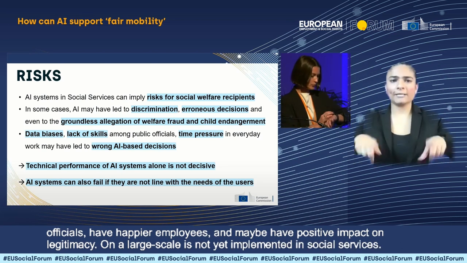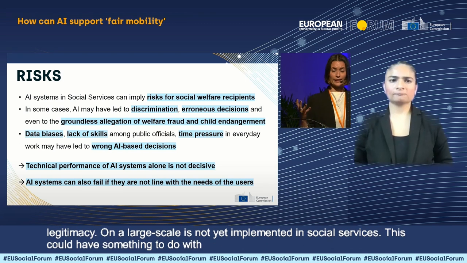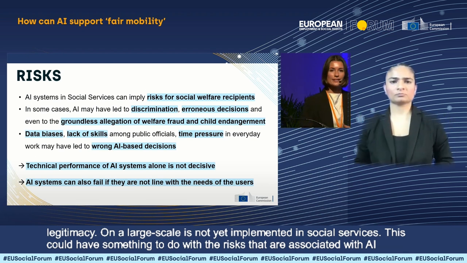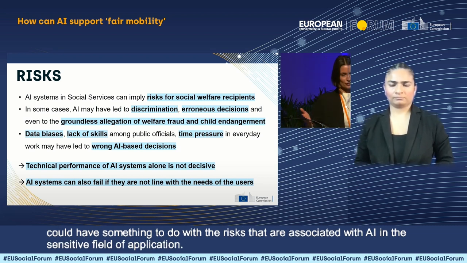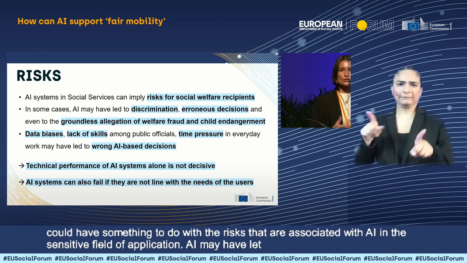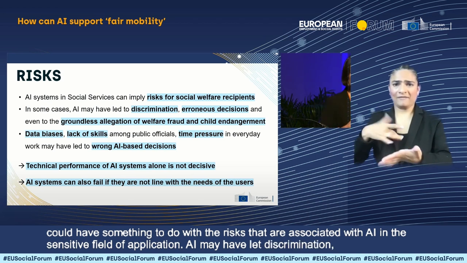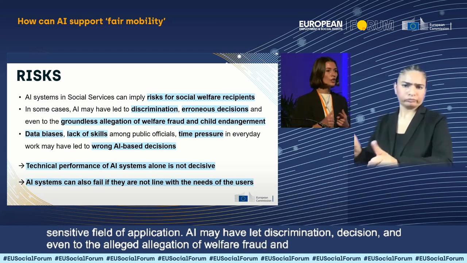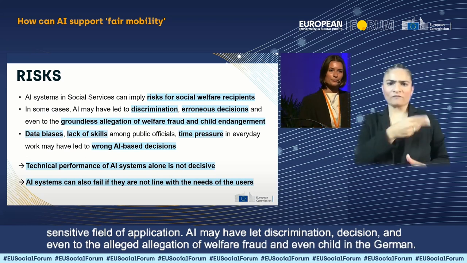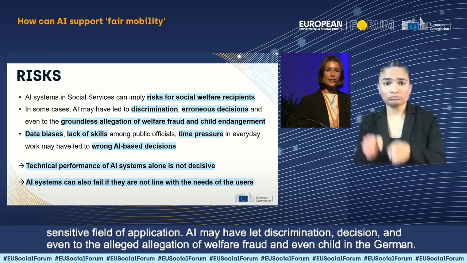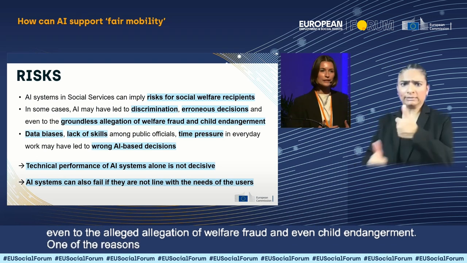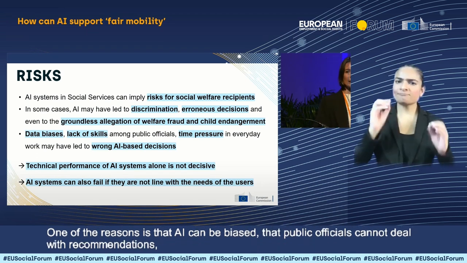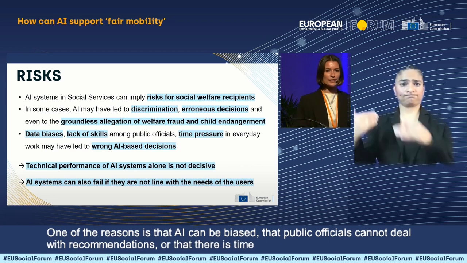This could have something to do with the risks that are associated with AI in this relatively sensitive field of application. In some cases, AI-based decisions, I have to say, may have led to discrimination, to wrong decisions, and even to the alleged or groundless allegation of welfare fraud and even child endangerment. And why did that happen? One reason is that databases can be biased. Another reason could be that public officials are not capable of dealing with AI recommendations. And a third reason could be that time pressure leads to the fact that human oversight is not given anymore.